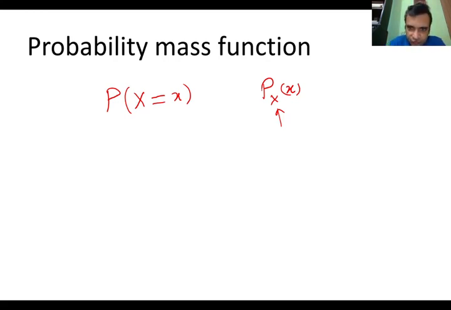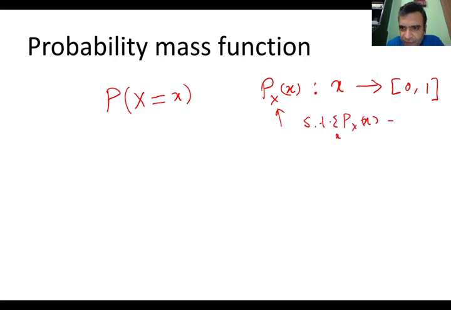So this function is called a probability mass function because it maps x to real numbers, or actually it maps them to this set from 0 to 1. The probability can never be less than 0, it can never be greater than 1, such that P of x summed over all x is equal to 1. So this mapping is called a probability mass function.